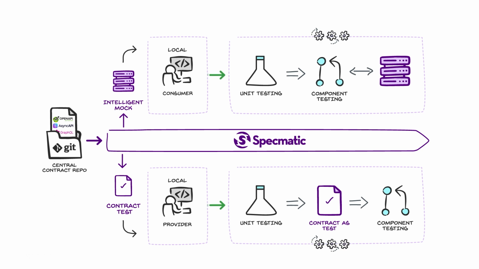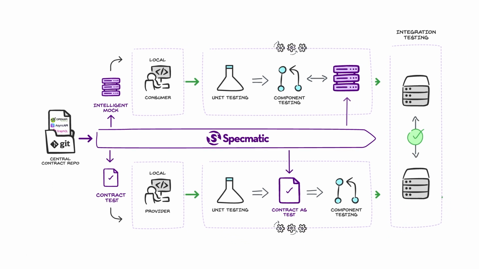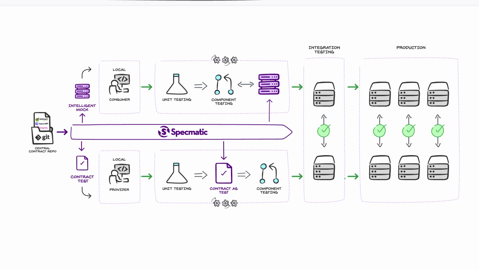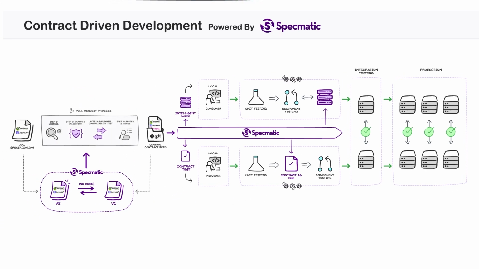They will refer to the specs from the central contract repo, which is the single source of truth for both sides. This guarantees that the provider and consumers can both independently develop and test their respective code while still being completely in sync. And when they come to an integration environment, they won't see any surprises. Hence, they can get to production as quickly as possible. In a nutshell, this is contract-driven development powered by Specmatic.